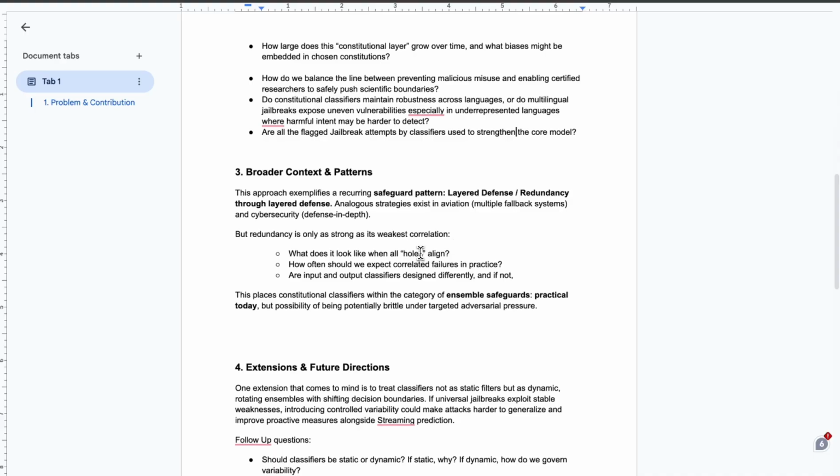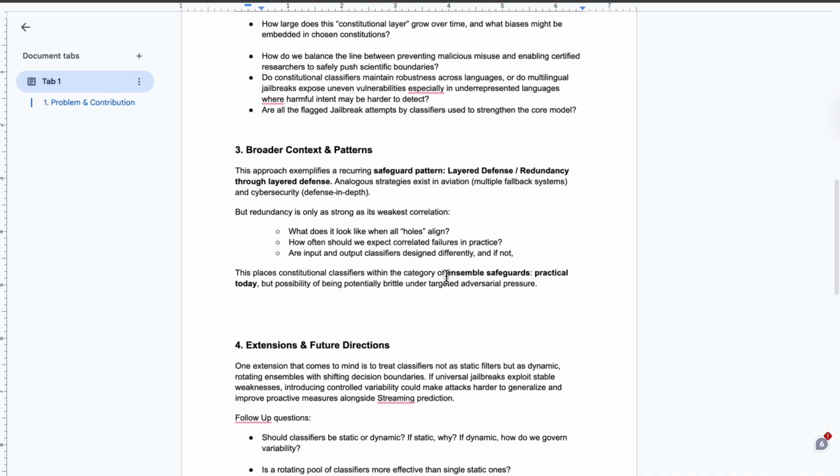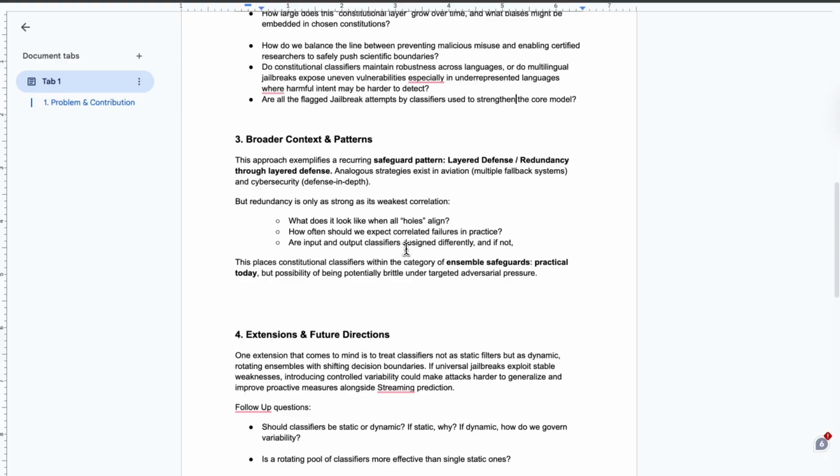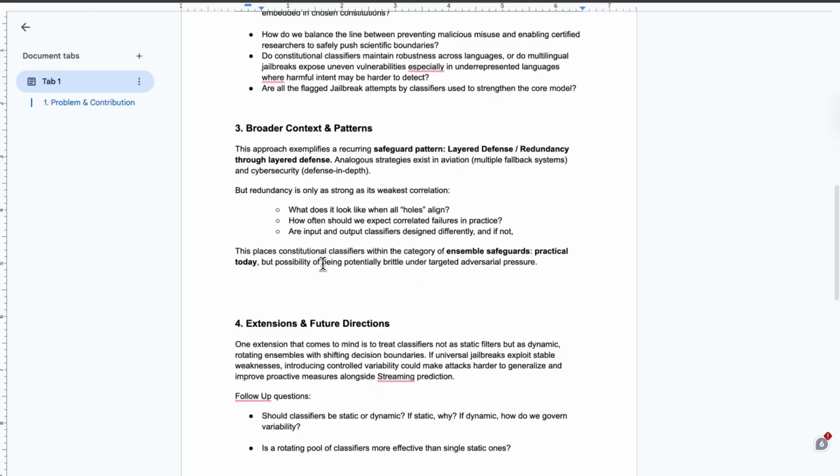Now, this also brought up some interesting questions I thought about. If every defense has its hole, and we have the safeguards or this classifier system, what would a scenario look like when all the holes align? That means an attack that successfully bypasses it, which is in effect the universal jailbreak. But what would all vulnerabilities aligned in this defense look like? How should we expect correlated failures in practice? Back to the same question: are the input and output classifiers designed differently or not? The reason for this is to determine how often a vulnerability can pass through the system easily. A good approach would be targeting it under adversarial pressure, which is what they simulated in the paper.